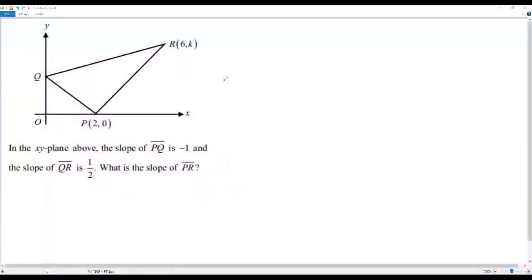Here we have a SAT math problem. Okay, let's go to the question. In the xy plane above, the slope of PQ is -1 and the slope of QR is 1/2. What is the slope of PR?